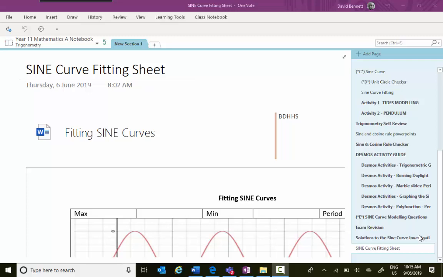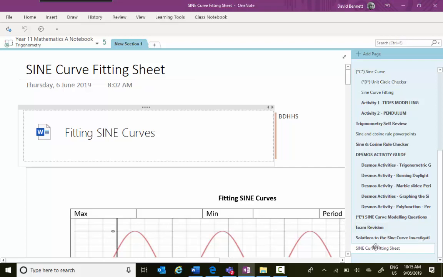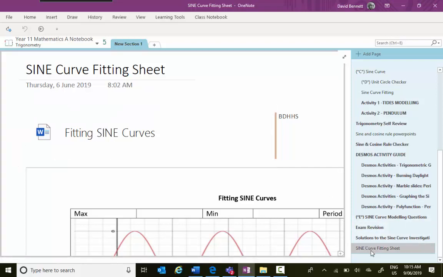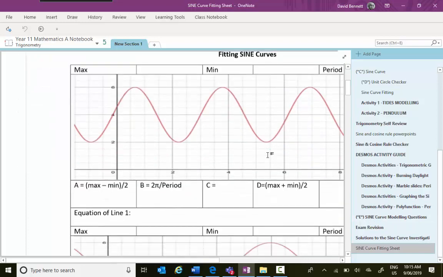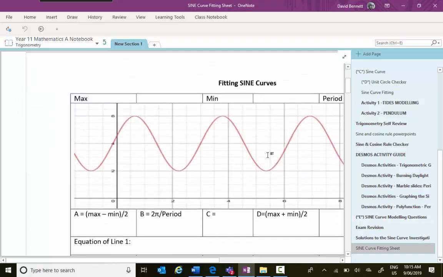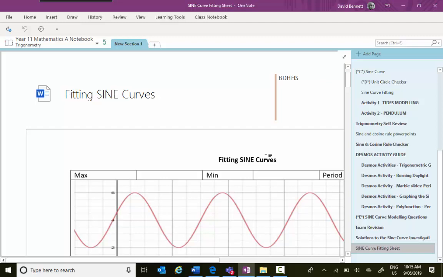Hi everybody. In today's video we're going to come down to the bottom of our OneNote and do an activity called sine curve fitting. The idea is I'm going to give you a curve and get you to come up with the equation of that in terms of a sine curve.